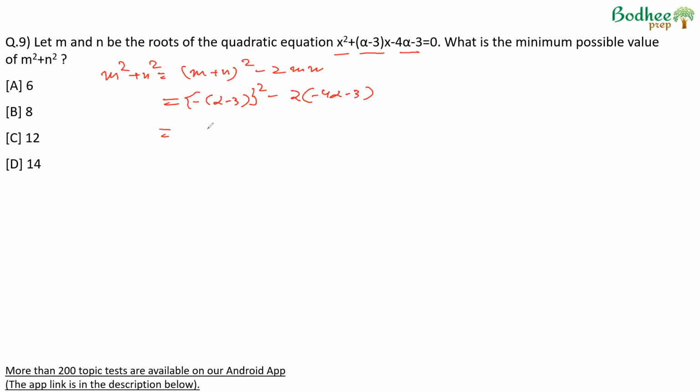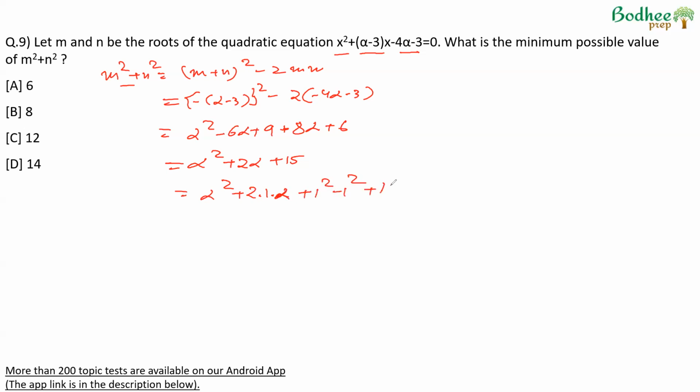So this becomes alpha square minus 6 alpha plus 9, minus minus becomes plus 8 alpha plus 6. So m square plus n square is nothing but alpha square plus 2 alpha plus 15. We have to find the minimum possible value of this. So what we do is we complete the square. Alpha square plus 2 into 1 into alpha. 2 alpha can be written as 2 and alpha we take out, 1 is left. Write the square of 1, subtract the square of 1, plus 15.